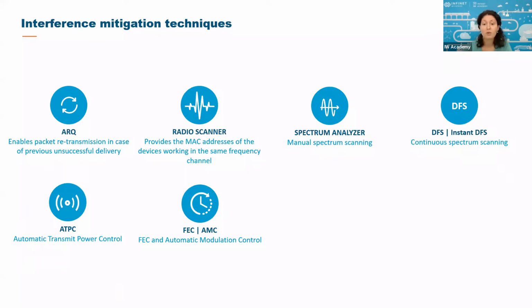The automatic modulation control function allows the selection of the modulation and coding scheme according to the current parameters of the radio link. This increases the reliability and the availability of the information by keeping the link operational even in strong interference conditions.